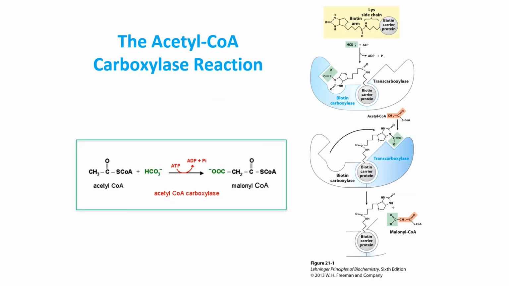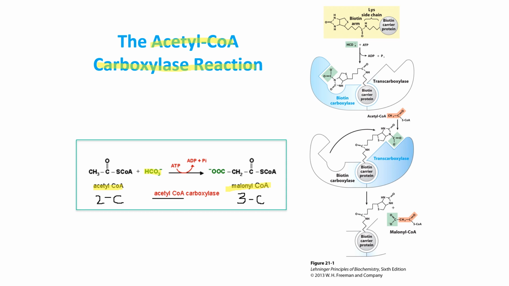So this is the acetyl CoA carboxylase reaction, represented diagrammatically. Simply, the reaction is acetyl CoA converted to malonyl CoA. We add a carbon dioxide to it, and this acetyl CoA is a two carbon compound. So we attach a carbon dioxide to it, and malonyl CoA becomes a three carbon compound. So that is one thing to remember.